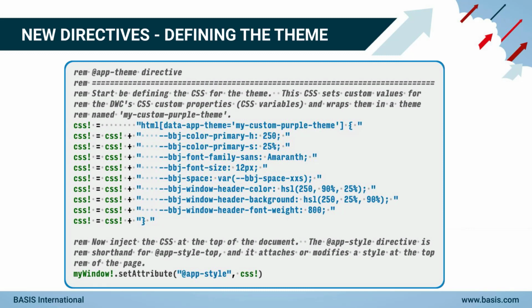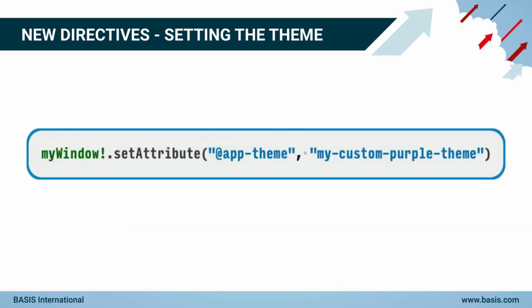Now that we've defined our custom theme in CSS, we have to make it available to the page. That's pretty simple too, thanks to directives. We can inject the CSS at the top or bottom of the page using the new @appStyle directive, along with the CSS to inject that's contained in our CSSBang variable. After that, our purple theme is available, and we can switch to it at any time using the @appTheme directive along with the name of the desired theme.